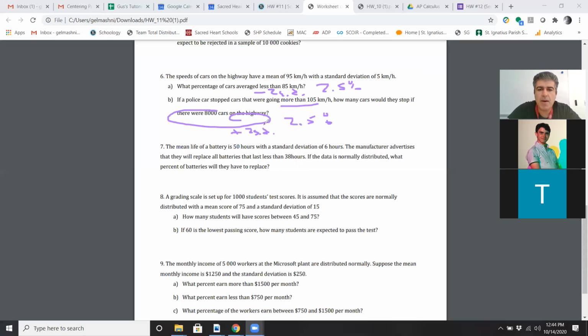The mean life of a battery is 50 hours, the standard deviation is 6, the manufacturer, blah, blah, blah. We'll place that last less than 30. So that's minus 2 standard deviations. Again, 2.5%.